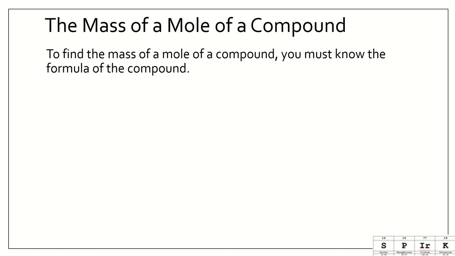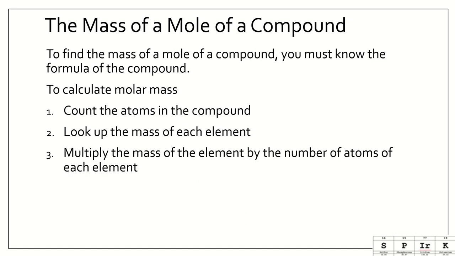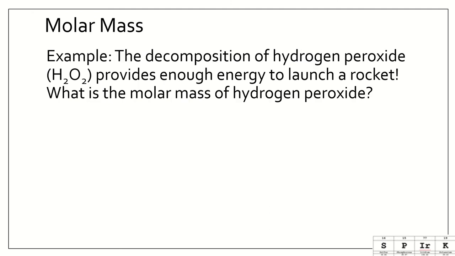So to find the molar mass, or to find the mass of 1 mole of a compound, you must know the formula of the compound, which is why we spent so much time figuring out formulas. So to calculate molar mass, it's quite simple. You're going to count the atoms in that compound. You're going to look up the mass of each element and multiply the mass of the element by the number of atoms of each element. Now that might sound like a little bit of work, but it is quite simple.